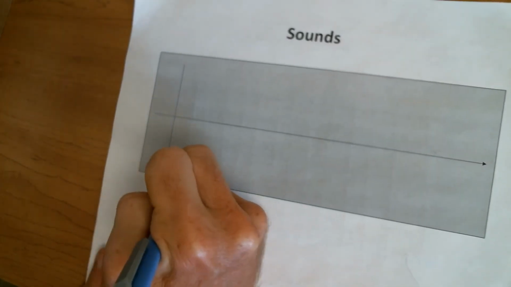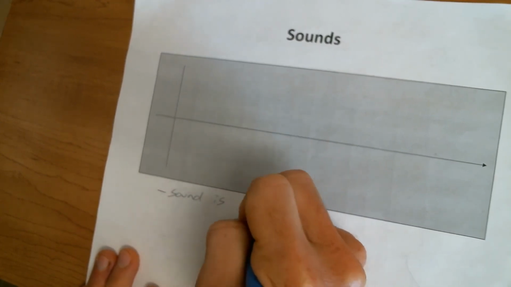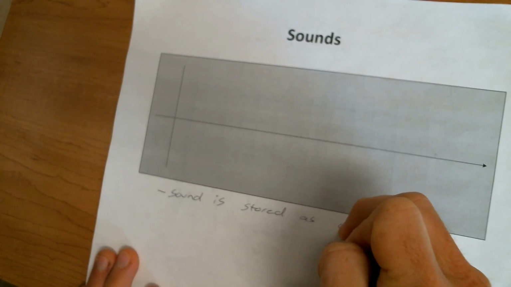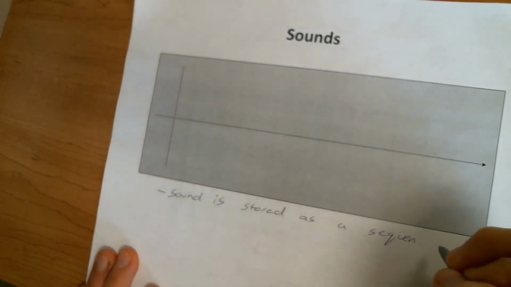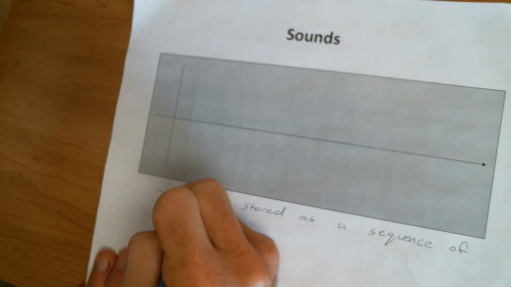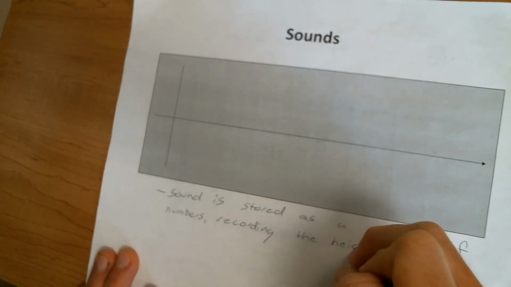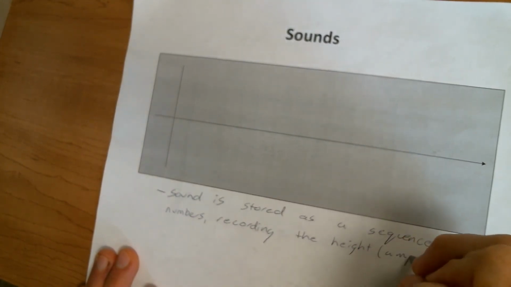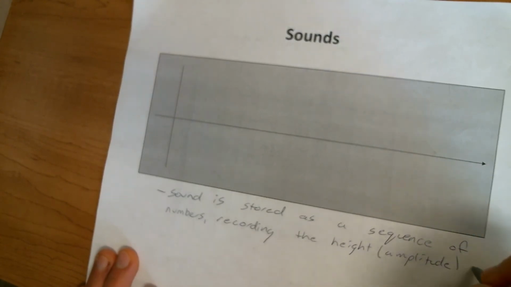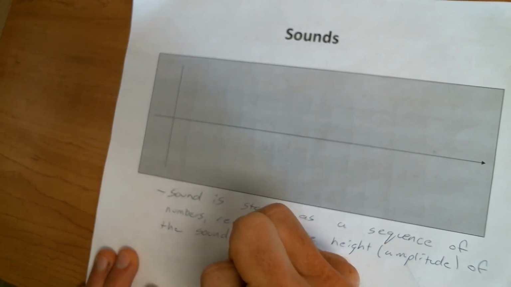Sound is stored as a sequence of numbers. Again, it all goes back to numbers. Recording the height, or if we're going to get fancy, the amplitude, of the sound wave at regular intervals.